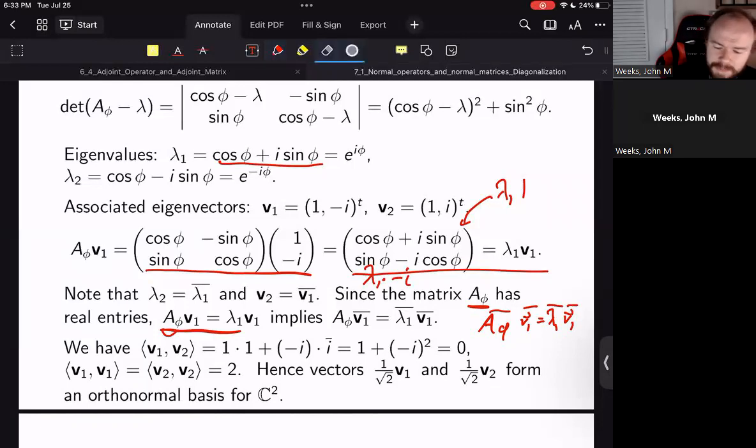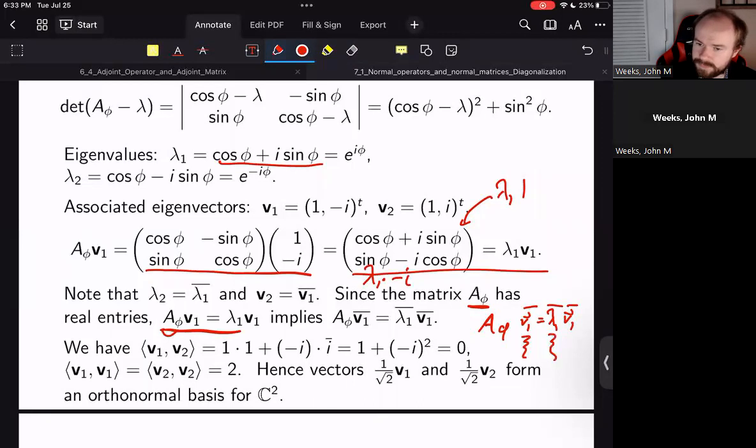The reason that I bring it up, though, is that because all entries inside of A sub phi are real, I don't need the bar above A sub phi. So what does this mean? I can now find another eigenvector and eigenvalue combo based on the fact that A sub phi had real entries.